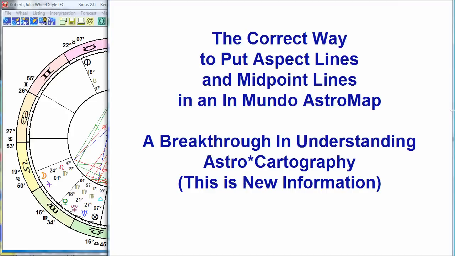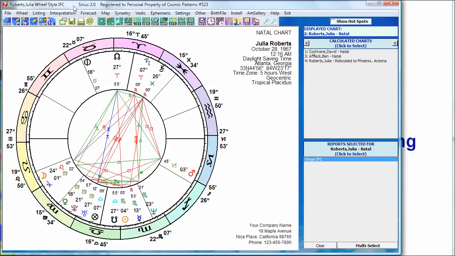And I'm going to show you how it can be done and how it can be done correctly. So this is exciting. And I've got some new information here that at least I haven't seen presented before. Okay, so let's look at an AstroMap to see what I'm talking about. I've got the chart of Julia Roberts here, the actress, and let's look at a map. Let's look at an AstroMap.